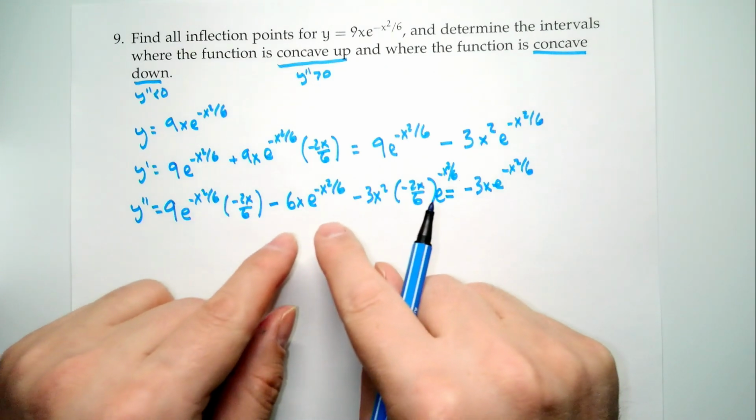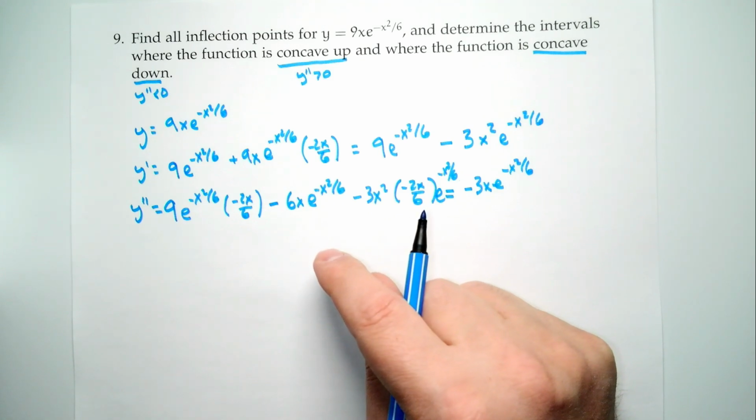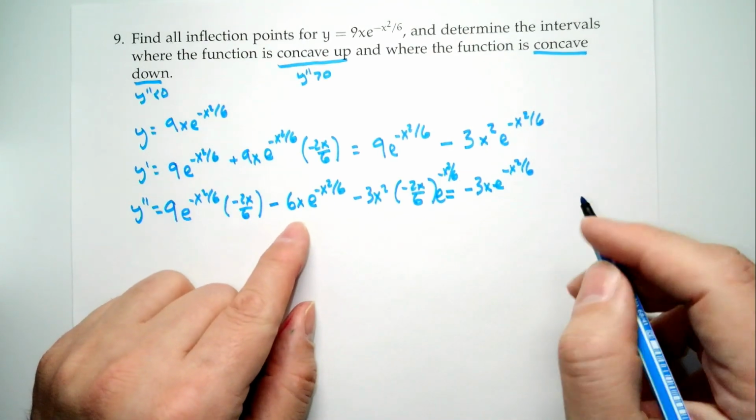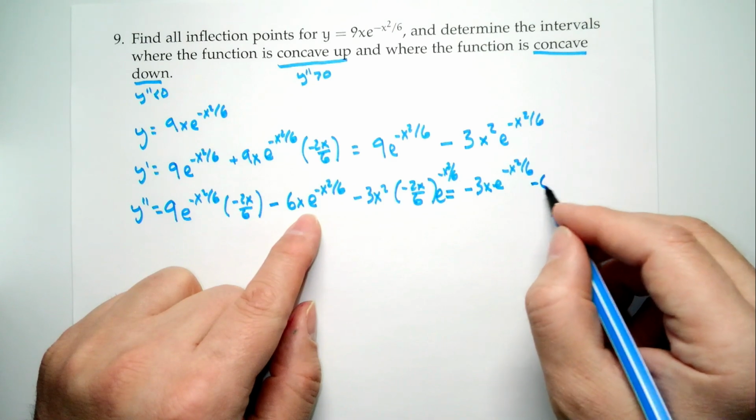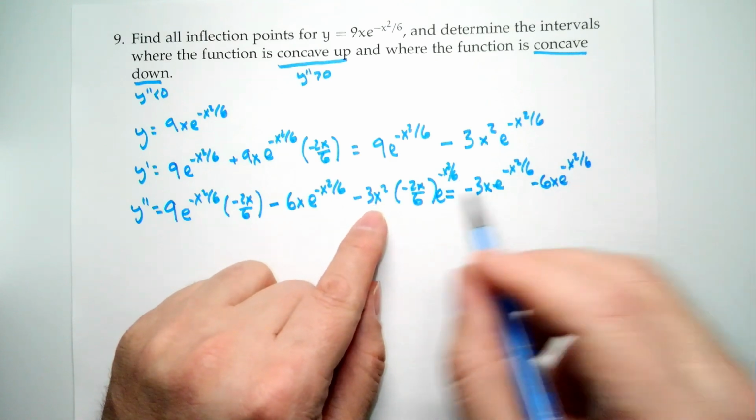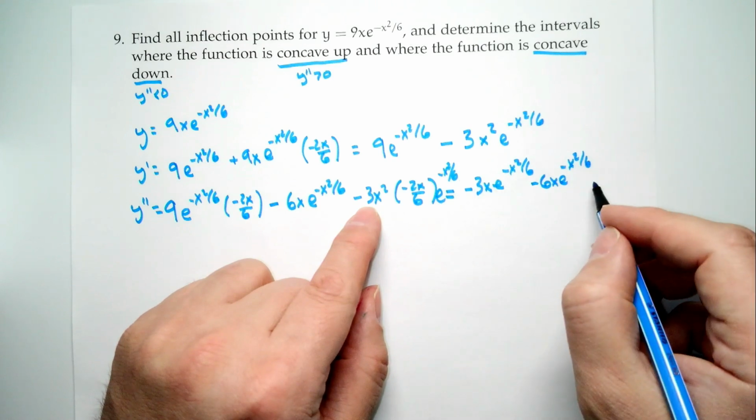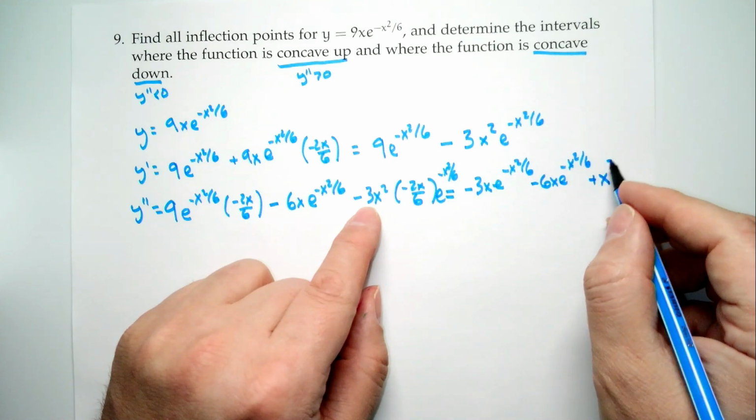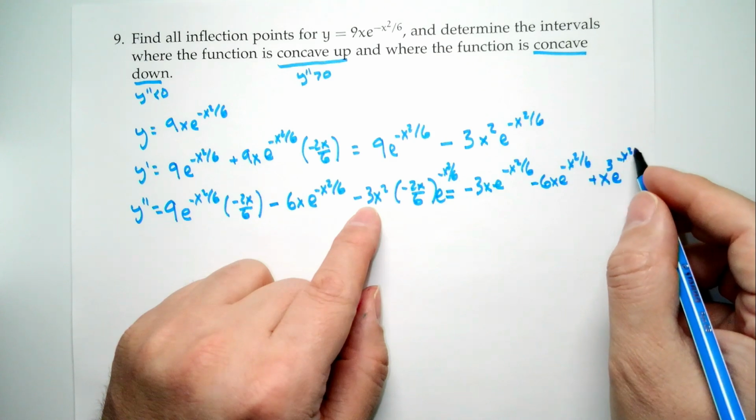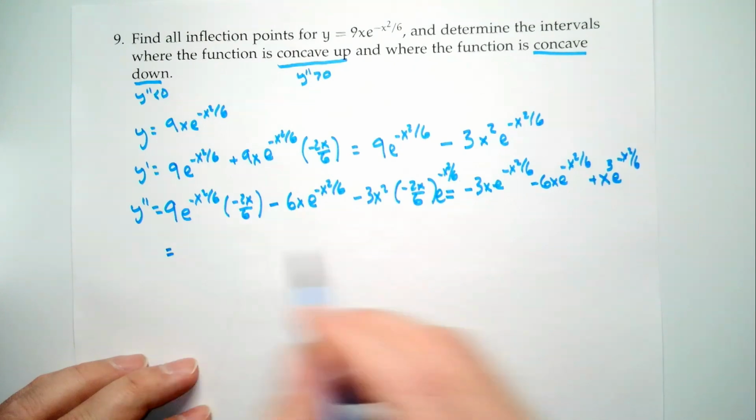Okay, back to our regularly scheduled derivative. So we have a minus 6x e to the minus x squared over 6. And then here, minus minus makes a plus. The 3 and the third cancel. So that's plus x cubed e to the minus x squared over 6. Did we get it all? I think we did. So keep simplifying.